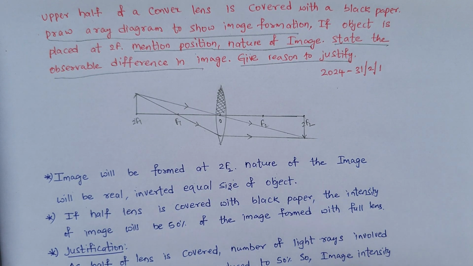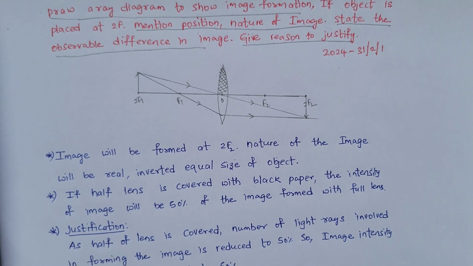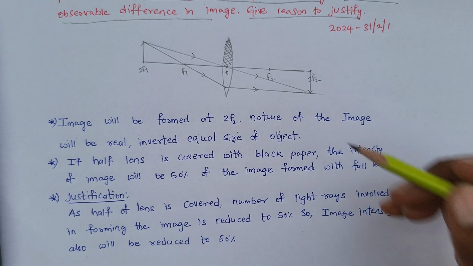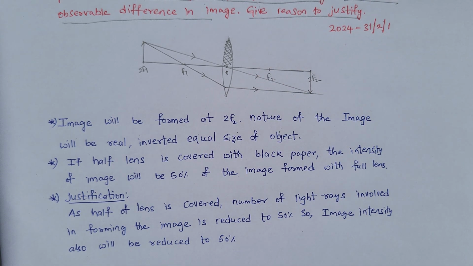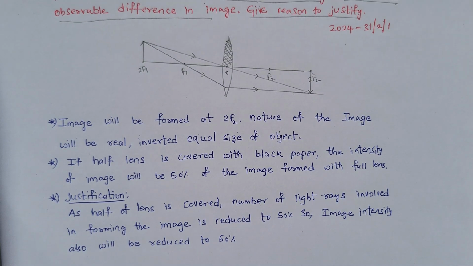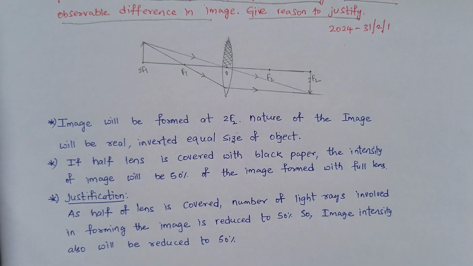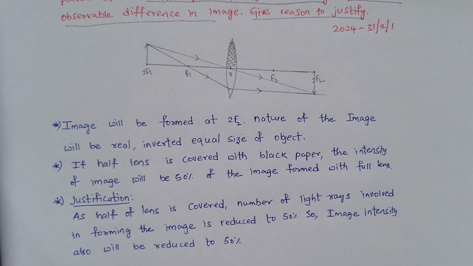Okay. So that is what the justification. Justification means what? How do we support it? See, as the half of the lens is covered, right, number of light rays involved in the formation of image will be reduced to 50%. So the image intensity will be reduced to 50%. Right? This is how we need to split the question and answer the question in the way they asked.